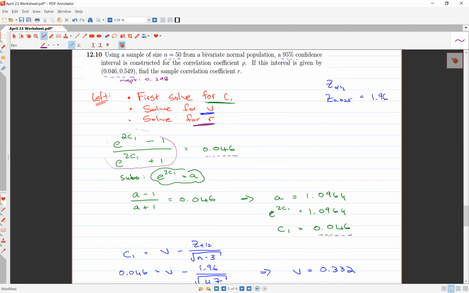If we had done this problem with the right endpoint, if we transformed 0.549, you would have gotten a C2 value that was different from 0.549. So you really just have to go through the steps here, because you don't know in terms of this function whether you're close to 0 or not.